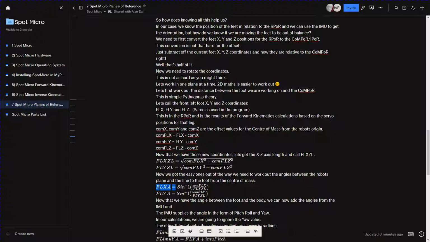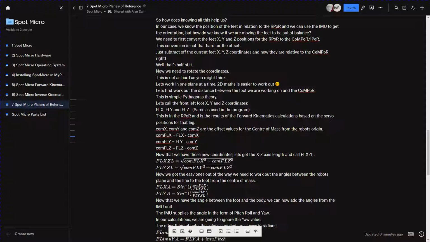The A angle is equal to the reciprocal sine. In the case of programming in Python, it's actually asin, of COM FLX divided by the length of that foot, FLXCL. And that gives us an angle. Now, keep in mind, in Python, that angle will be in radians.